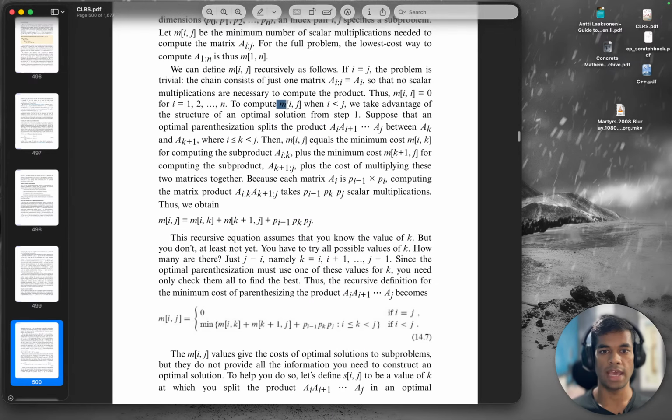To compute mij when i is lower than j, we take advantage of the structure of an optimal solution from step 1. We take advantage of the structure of an optimal solution from step 1.